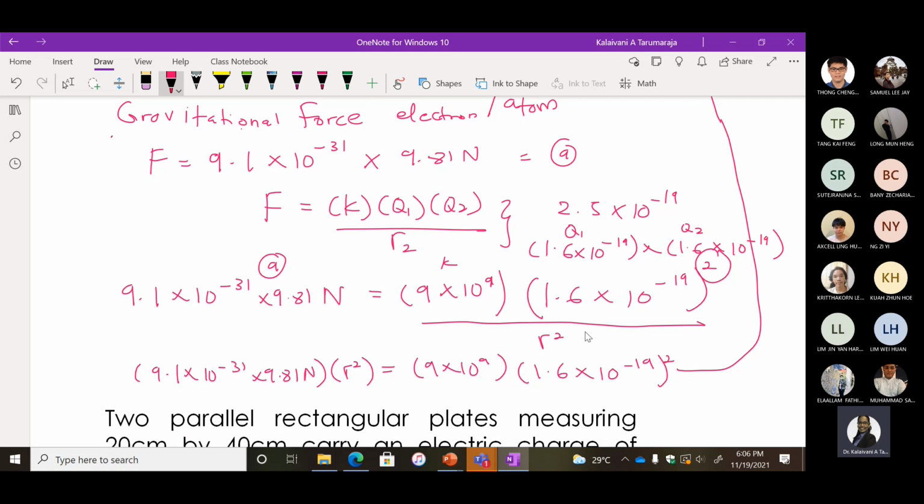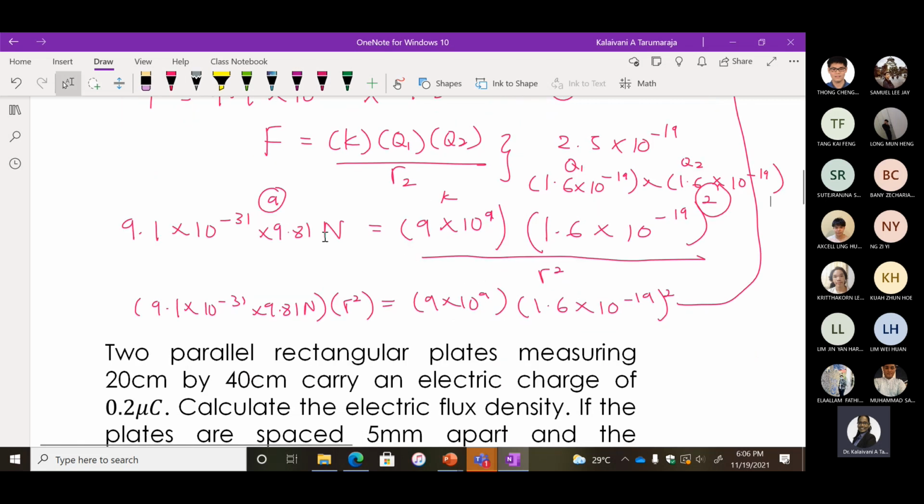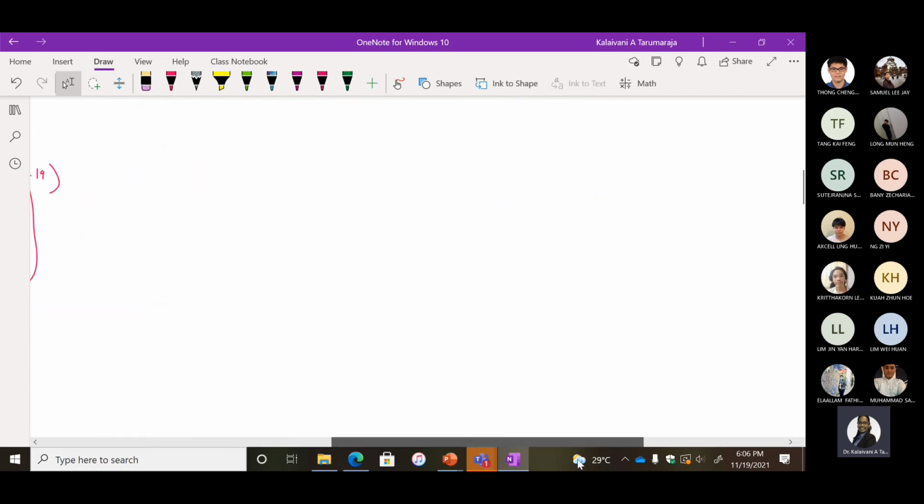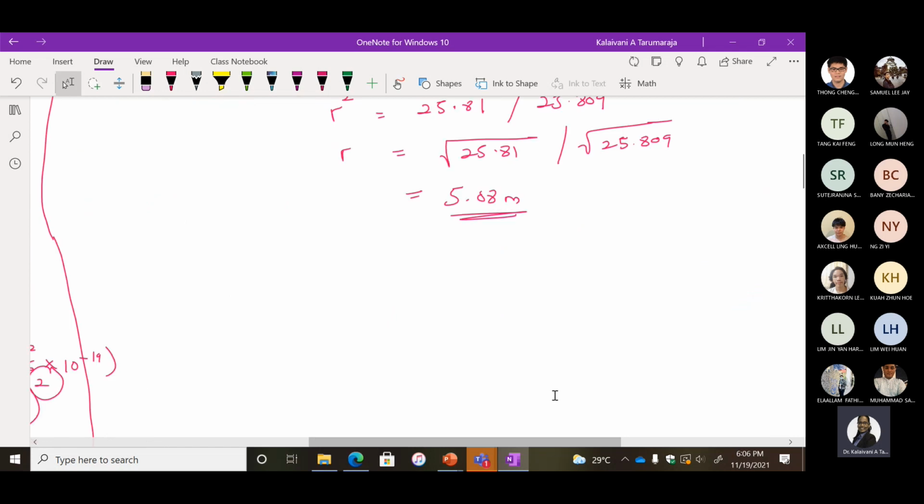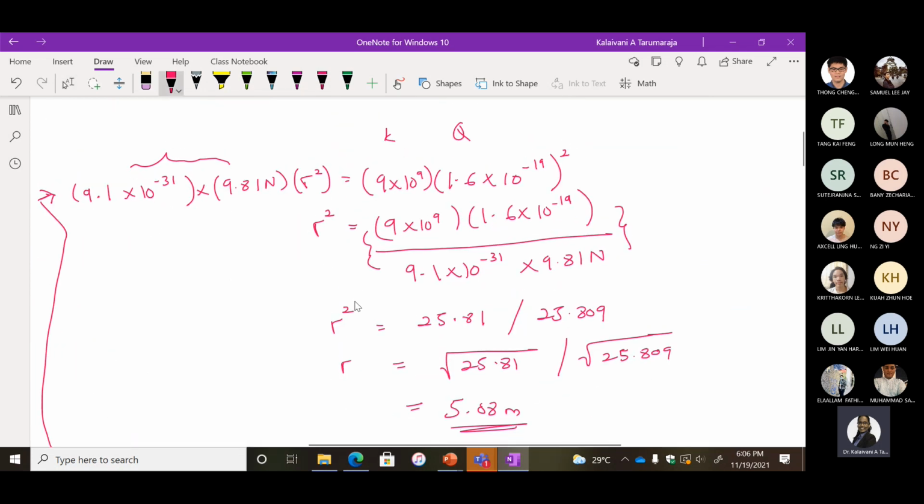So once you're done, divide by r squared, based on your equation here, where r is the distance. Then do the normal calculation, as you usually do your maths. At the final step, you will get the answer for r. Even though they show you r to the power of 2, our purpose is just to find the distance.